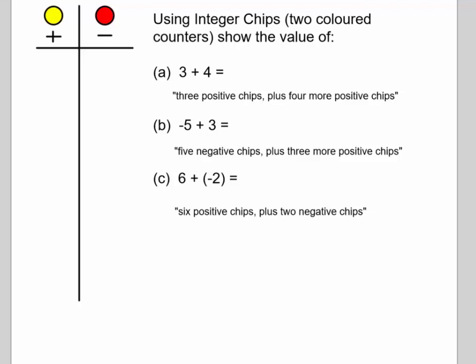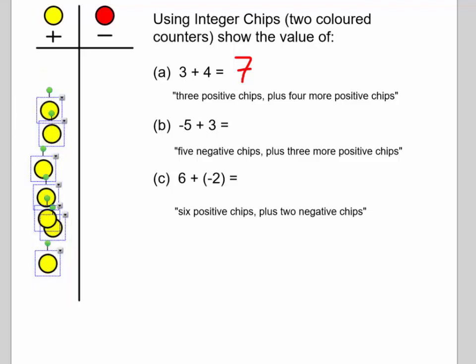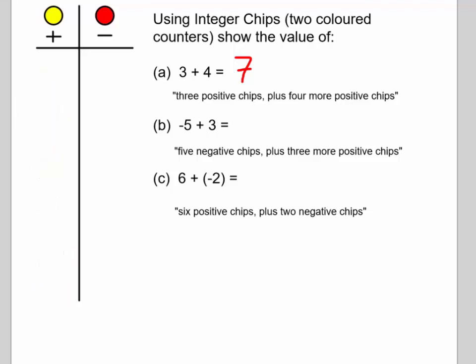So something like 3 plus 4, we would say that as 3 positive chips plus 4 more positive chips. So if you bring down 3 positive chips, then you bring down 4 positive chips, and then we count them all up, we should get 7, and we should be very comfortable with that. Next one, negative 5 plus 3. So we have to go back here, get rid of all these chips, and start with a negative 5. So something like this.